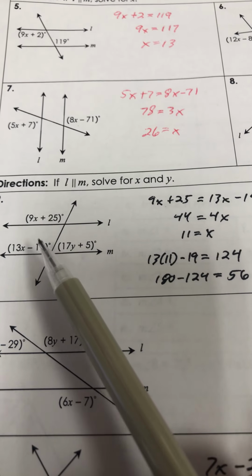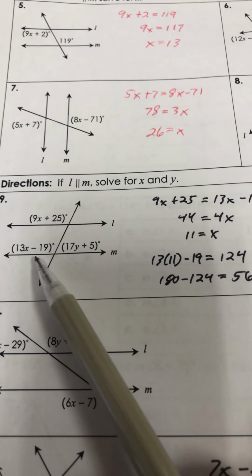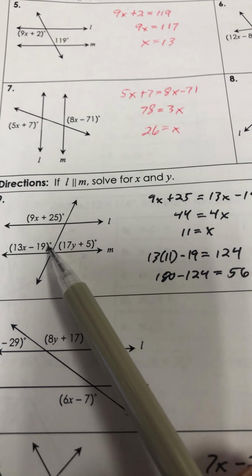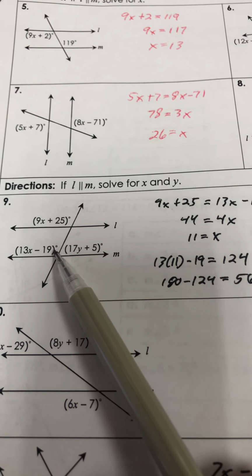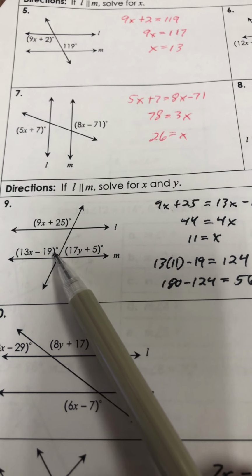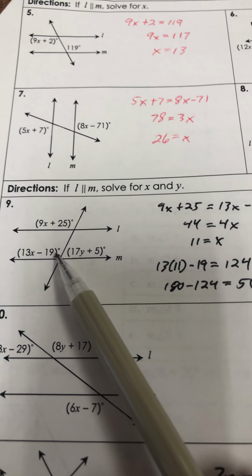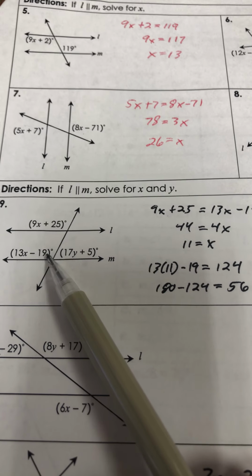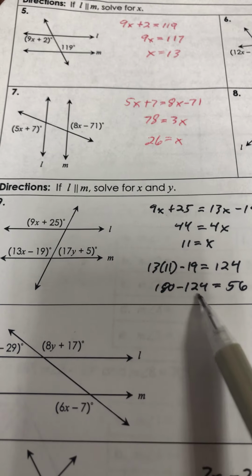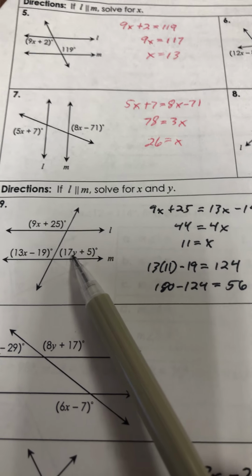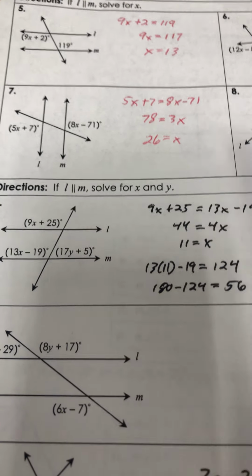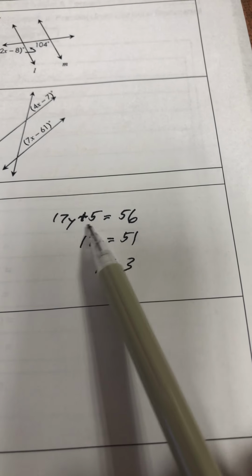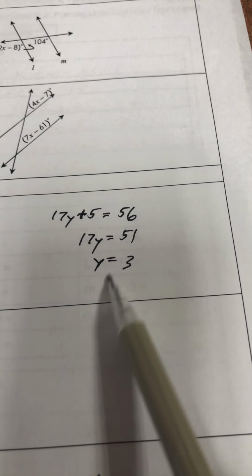Then I take 180 minus 124. Notice this is obtuse, so that makes sense. It's greater than 90, so 124 makes sense. So if you're getting numbers that don't make sense on your other ones, if it looks like an obtuse and you're getting an acute, something went wrong. So going on, if I take 180 minus 124, I could figure out that this angle equals 56. So I just plug that into here. I solve for 17y plus 5 equals 56, and I get y equals 3.